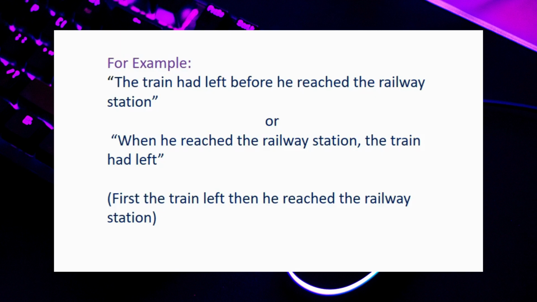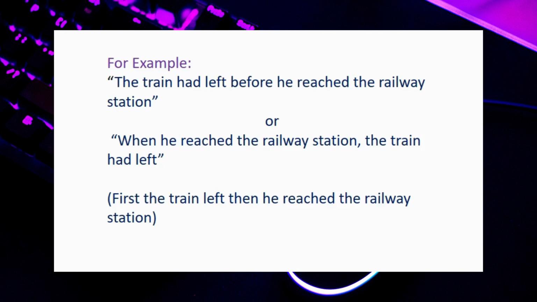For example, the train had left before he reached the railway station, or when he reached the railway station, the train had left. Here, two events occurred in the past: leaving of the train and reaching the railway station. Since the first event is leaving of the train, therefore we have used past perfect tense here.